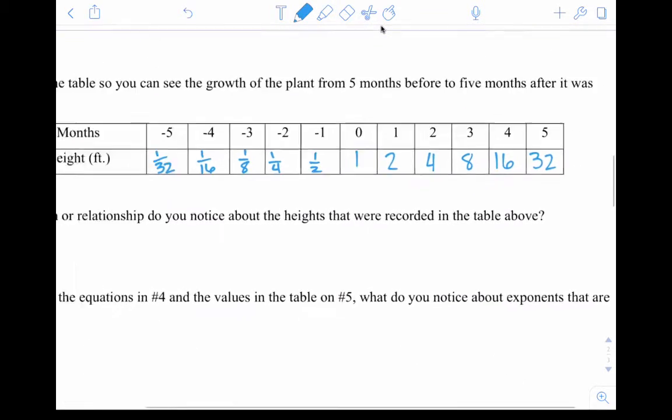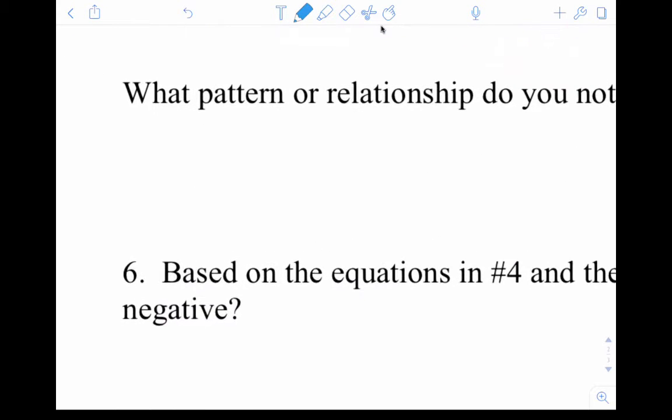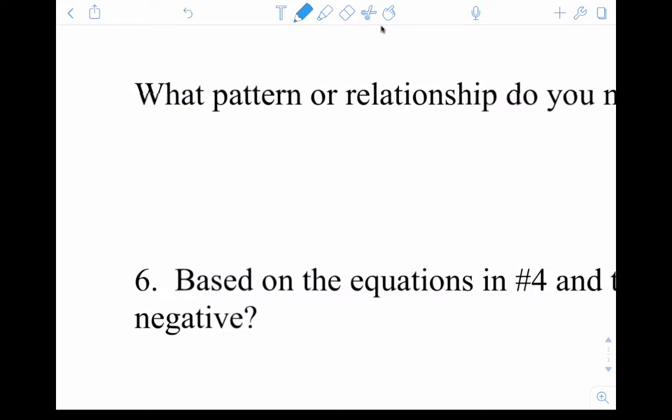So now what you need to do is look at these numbers and really study them. Look at the months, look at the heights, look at those numbers compared to each other, look at them compared to the other ones, and see if you can find a pattern or a relationship about the heights in this table. So pause this video and think about it. There might have been a couple different patterns that you noticed. I'm just going to list some that you might have seen.